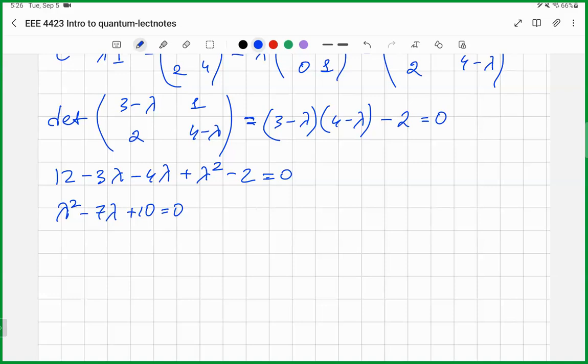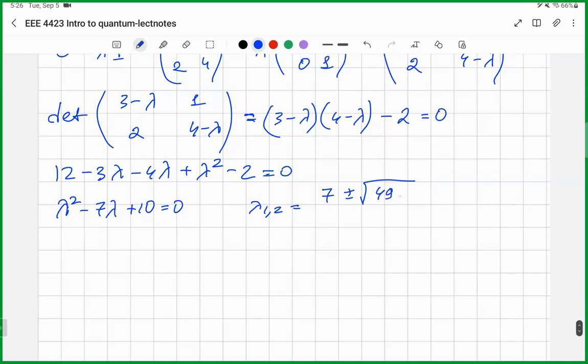Okay, so lambda 1,2 is minus b, which is 7, plus or minus the square root of b squared, 49, minus 4 times 10, over 2, right? So it is equal to 7 plus or minus 3 over 2, which gives us lambda 1 to be 5, and lambda 2 to be 2.